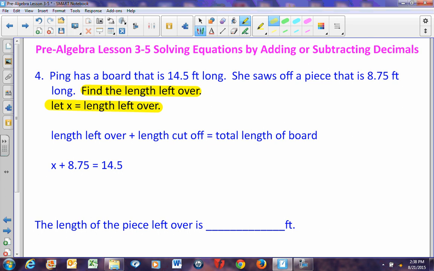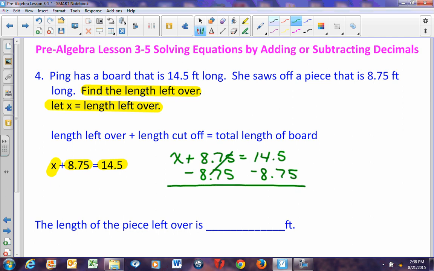Now I think in my head, my length left over plus my length cut off has to equal the total length of my board. So I have my length left over, which is x, plus my length that was cut off, which is 8.75, and that has to equal my total. So here's my equation here. x plus 8.75 equals 14.5. So since they added 8.75, I will subtract 8.75.